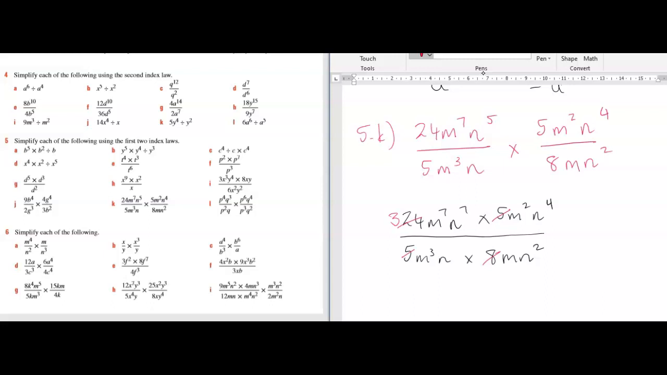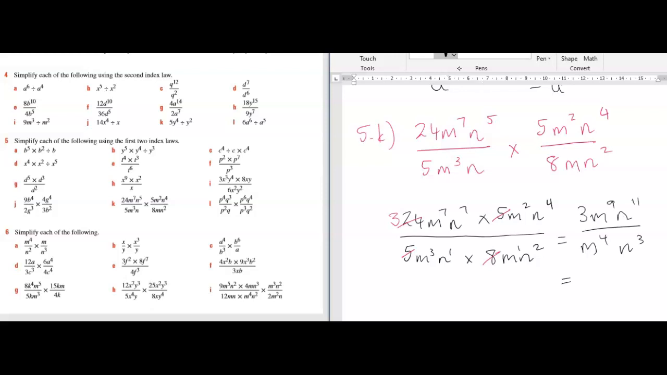So we can change that to a 3. Then what have we got on the bottom? Actually, I might then rewrite that. So we're left with 3, and I'm going to multiply my bases. So M is going to be 7 plus 2 is 9. N is going to be 7 plus 4, which is 11. And then on the bottom, I've got M. Now remember that's a 1. It's going to be M to the power of 4. N, and that's a 1 there, so N3.